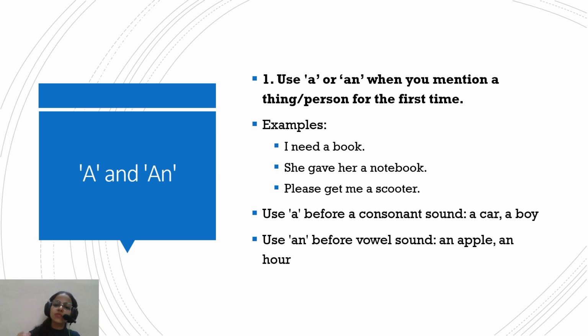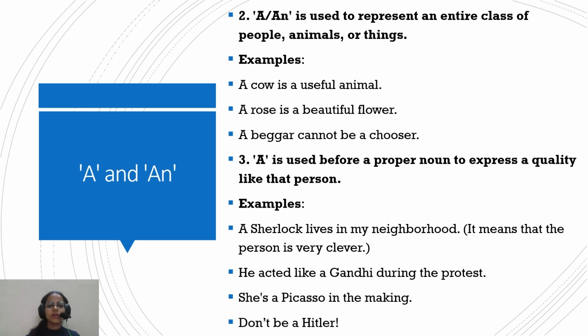But when some person or thing is mentioned for the first time, we use the article a or an. Please get me a scooter. Again, mentioned for the first time, so article a. So use a before consonant sounds: a car, a boy. Use an before vowel sounds: an apple, an hour. I hope this is clear already.